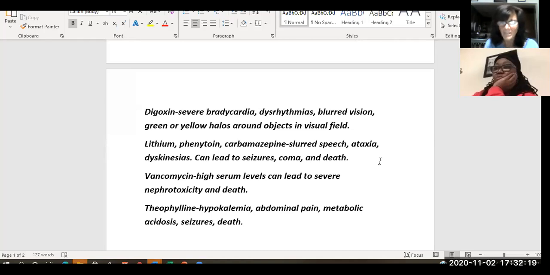So lithium is unclassified. It's usually grouped with the antidepressants, but it's really not a true antidepressant. It's used for bipolar that's non-responsive to other meds. And it's used for mania. People that are manic, lithium works pretty well. Phenytoin and carbamazepine are anticonvulsants, anti-seizure meds. All three of them are neuromeds.